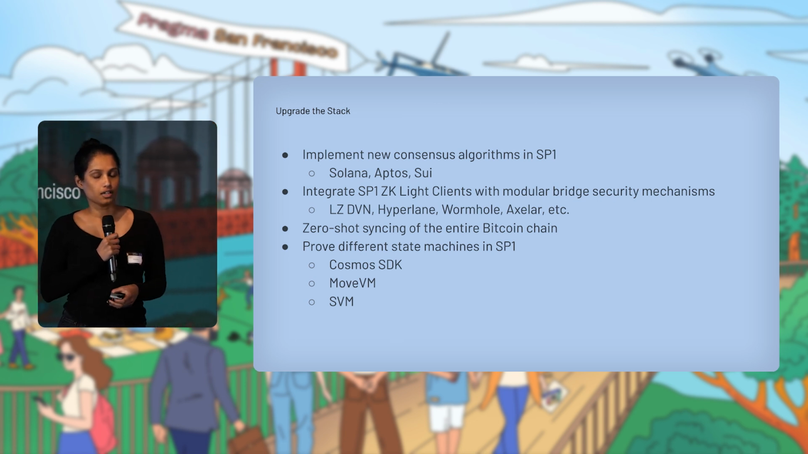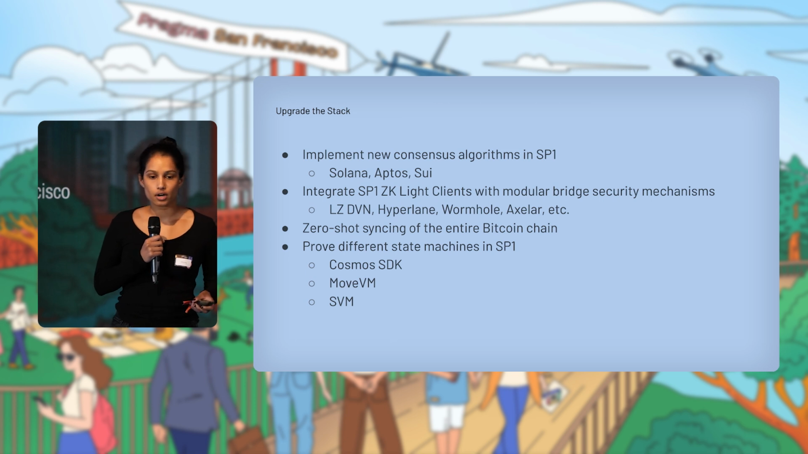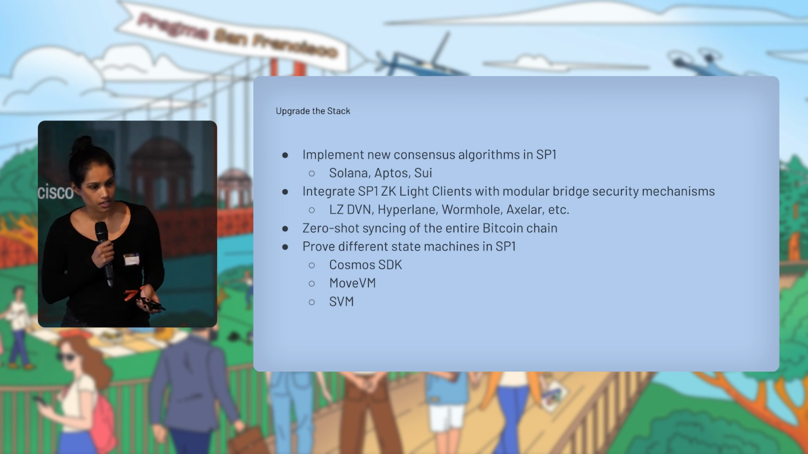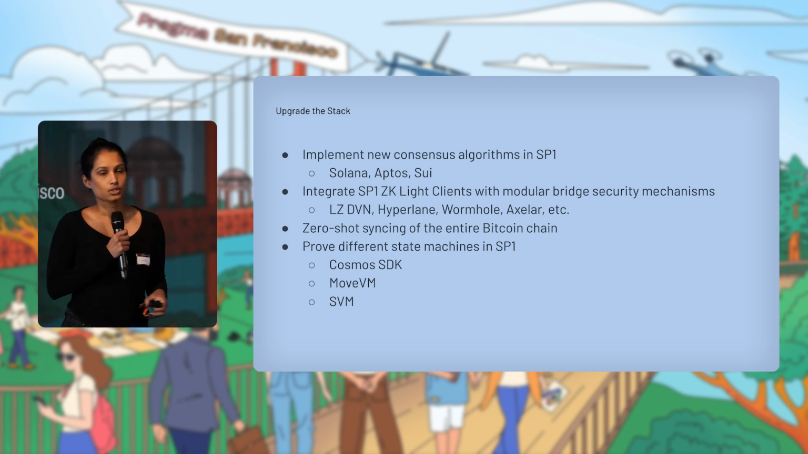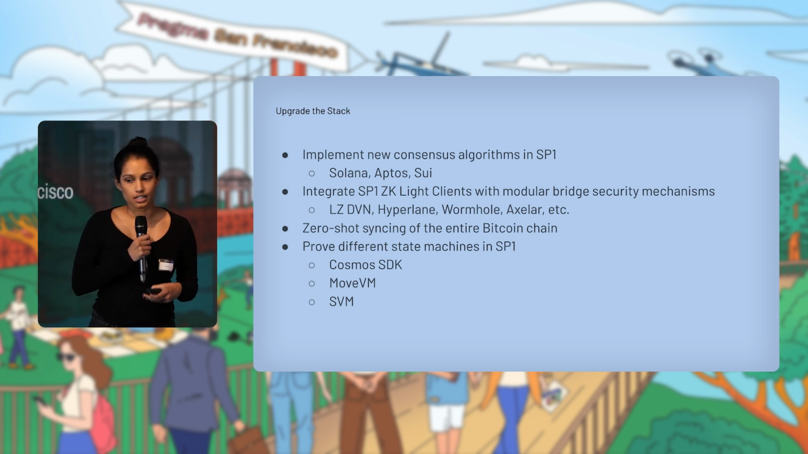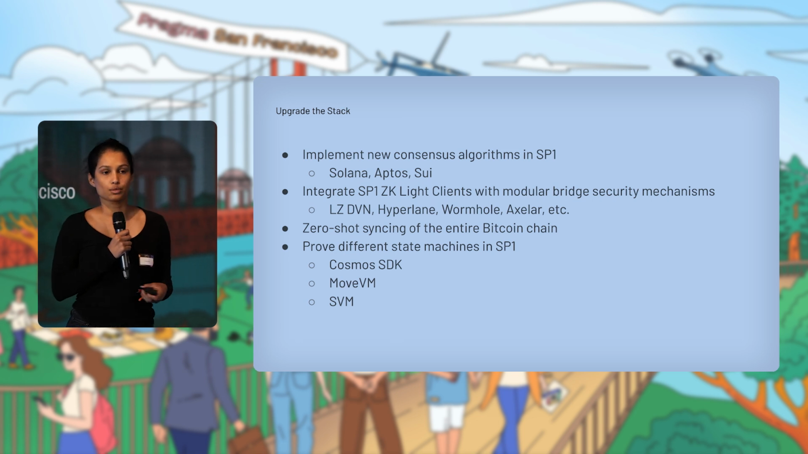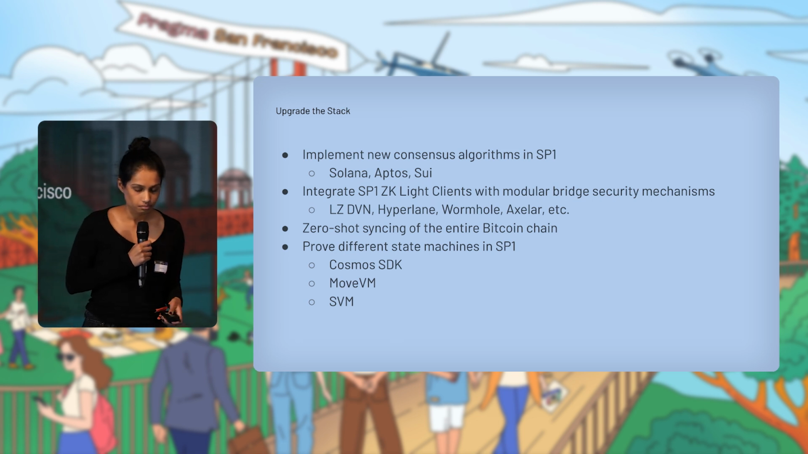There's also a bunch of bridges these days that support modular security verification, and it would be really interesting to take all these ZK light clients and actually integrate them into the existing bridge frameworks so that existing bridges can be upgraded to have ZK light client security as opposed to the multi-sigs they have today.